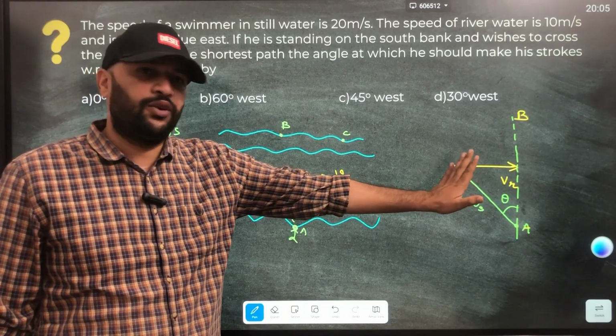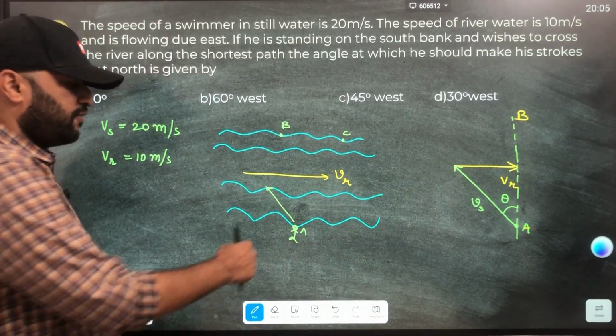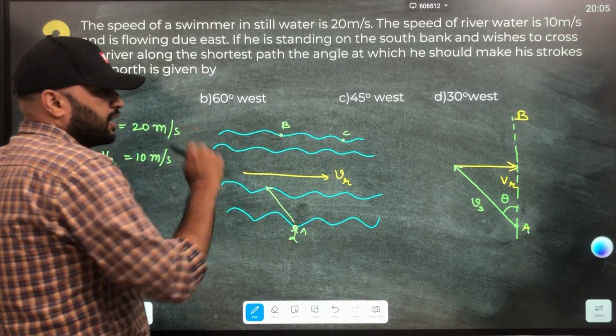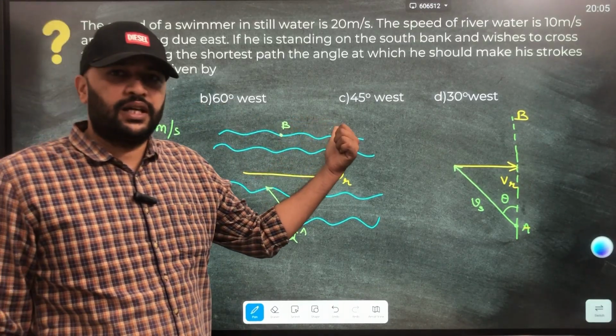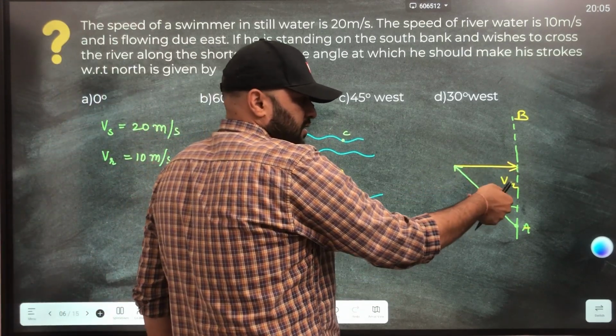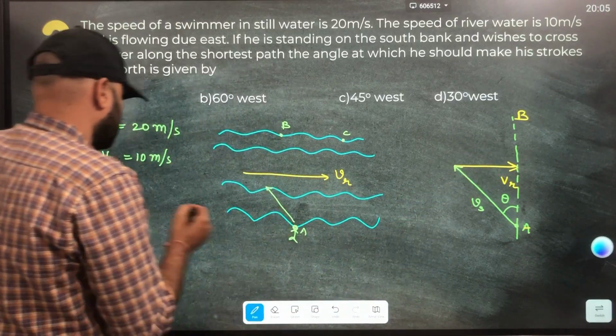How I got this? I hope this is clear. Okay, so I have to obviously move in this direction so that the throw of this river should get me to point B, correct? So this will be the situation. If this is VR and this is VS, from here we can make use of sine theta.